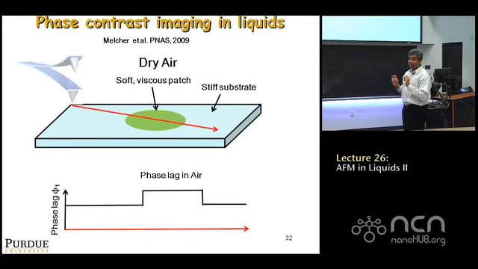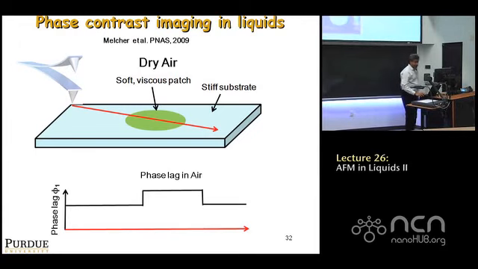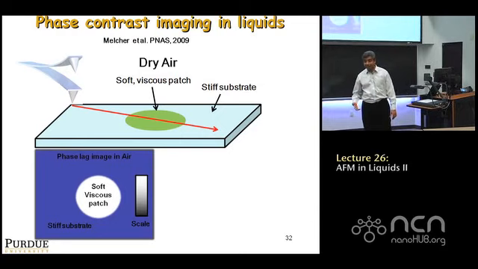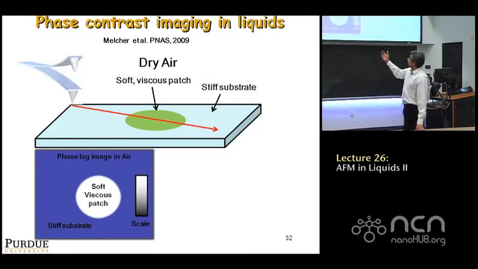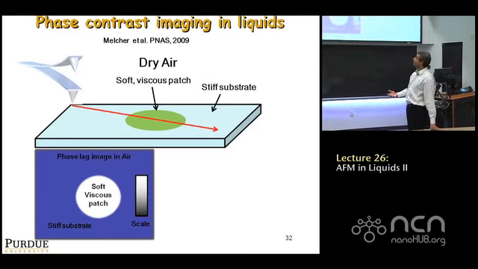So if you are in air and you had this and you plotted phase lag or sign of phase lag on this substrate, you would see brighter, i.e. the phase lag is greater on the more viscous part of the substrate, right? The more viscous, the greater the lag. The more the tip lags behind on a viscous substrate, right? So you would expect to see in the phase lag image the viscous patch appearing bright.